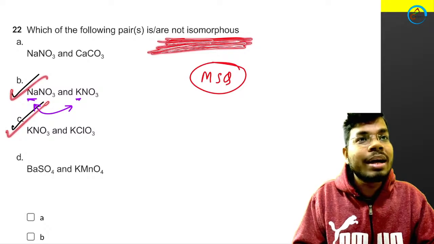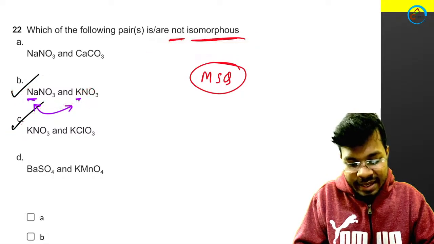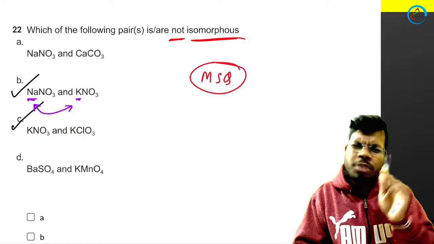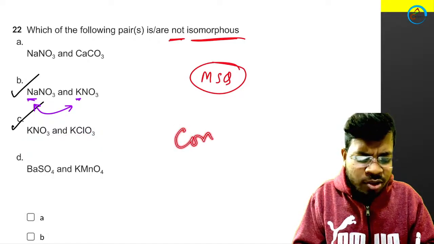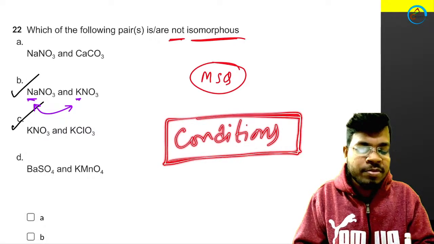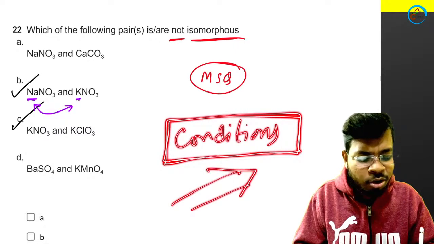Not isomorphous. Look at this, B and C. KNO3, KClO3. A lot of conditions are there to become isomorphous. So please check my YouTube video on solid state chemistry. You will get an idea, and you will get all the examples as well.